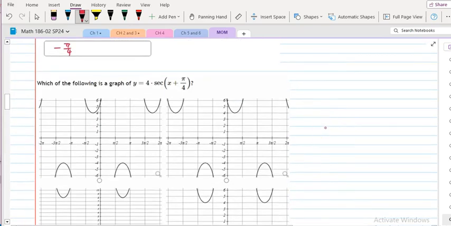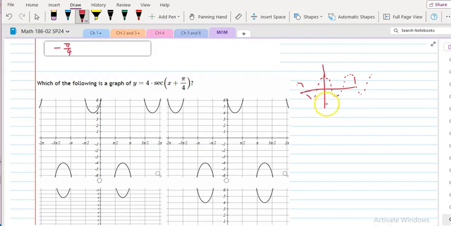Let's look at this. Normally for the secant function, you use the cosine function as your reference, and then you would do the dots, and vertical asymptote, vertical asymptote, and then the graph would look like this, right? Go down, go up like that. So in the middle, there is a U shape.